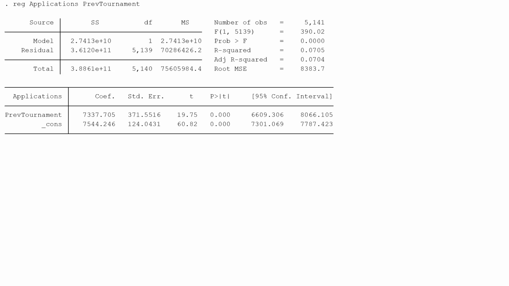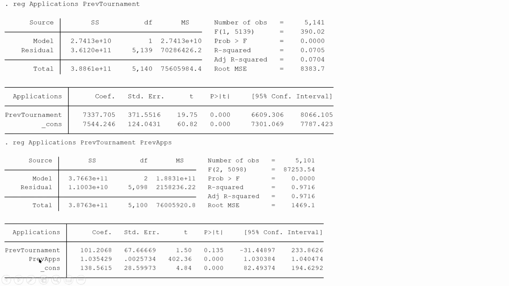So a really good control would be the number of applications they got the prior year, right? That gives us a baseline, and then the thought experiment is two schools that have the same number of applications the previous year, but now one of them makes the tournament. The additional increase in applications would be whatever the coefficient estimate is. So I did that, I controlled for the previous number of applications, and now it looks like making the tournament only increases the number of applications by about 100. Okay? That seems a little more reasonable in terms of the size of these effects. And yeah, it's not quite significant, right?